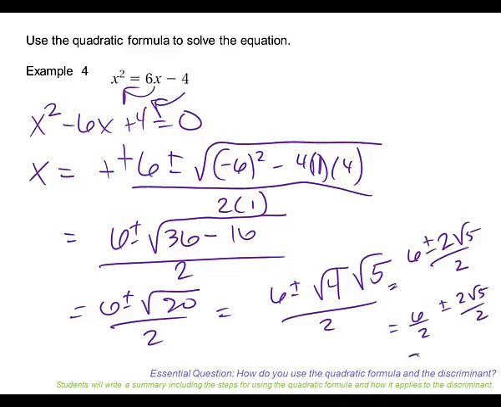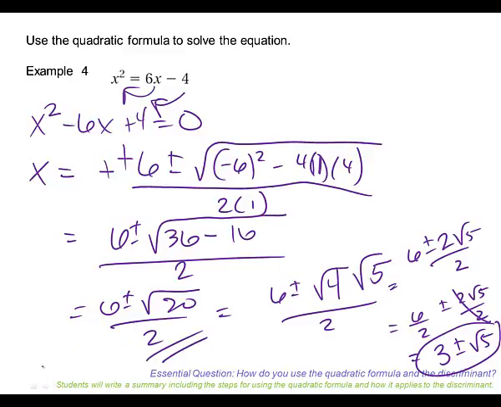Split it into 2 fractions. So what's this first part reduced to? 3. And here your 2's are going to go away, so plus or minus square root of 5. You guys, if you got it here, if the problem was worth 5 points, you would have gotten 4 out of the 5 probably. Okay, so that gets you most of your points.